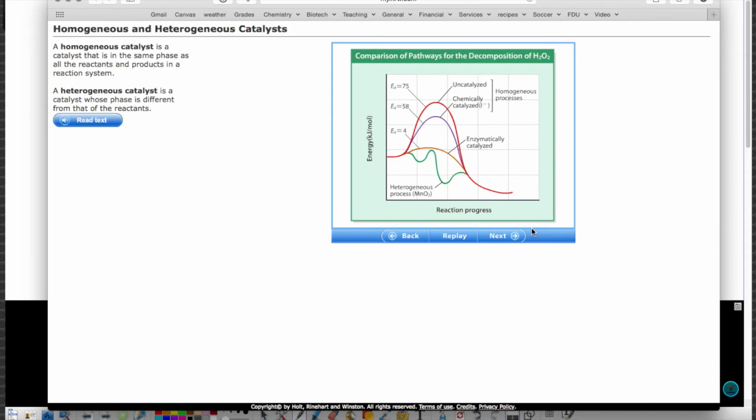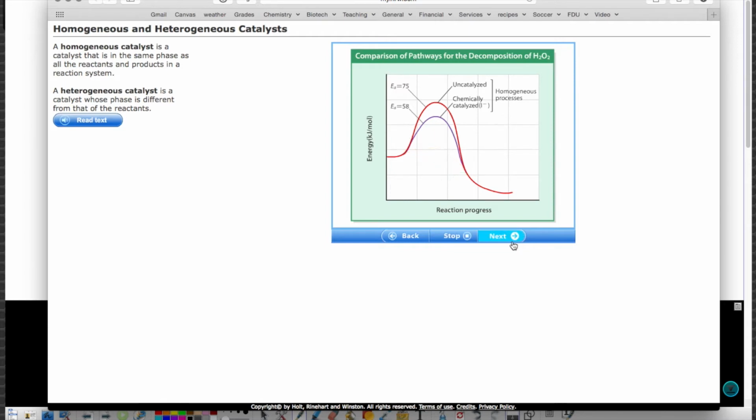This is sort of the key diagram about catalysis. You can see that the uncatalyzed reaction has the highest activation energy, and the two different catalysts lower the activation barrier depending on how much they're doing.